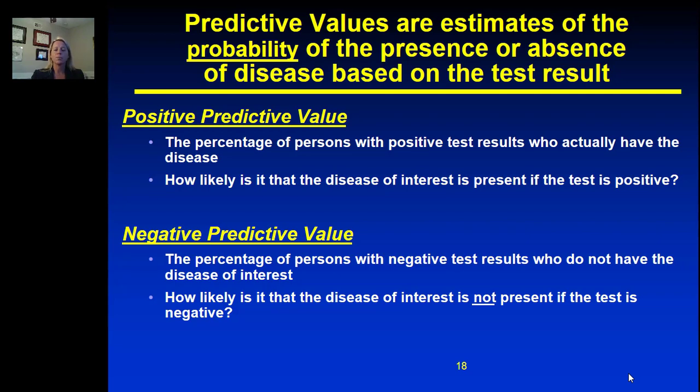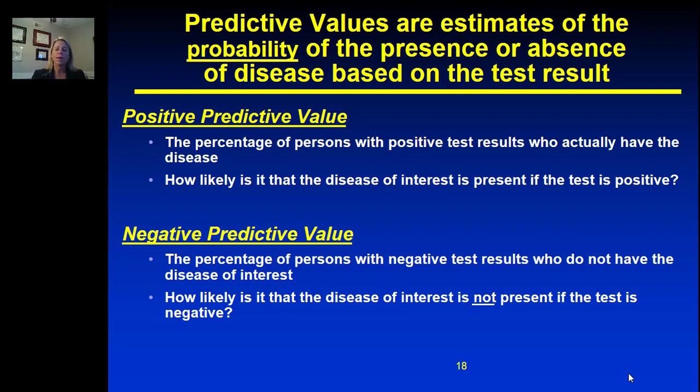So specifically, the positive predictive value of a test is the percentage of persons with a positive test who actually have the disease. And it provides us a measure of how likely it is that the disease of interest is present, given that the test is positive. And then the other option is the negative predictive value, which is essentially the reverse scenario, which is the percentage of persons with a negative test who do not have the disease of interest. And it provides us with the answer to how likely is it that the disease of interest is not present if the test is negative.